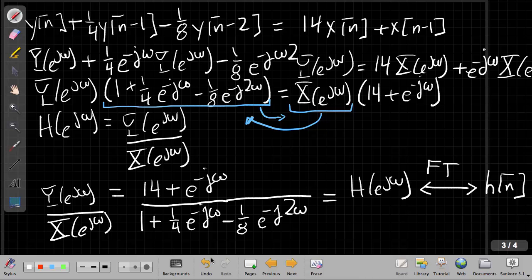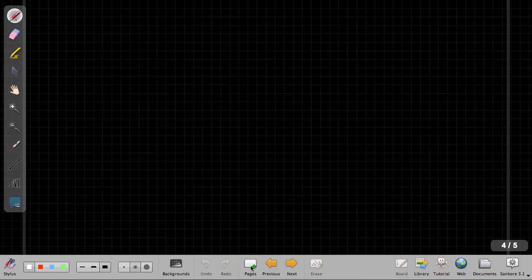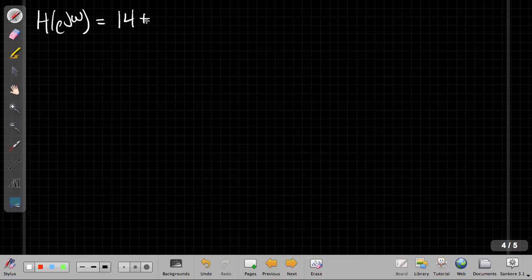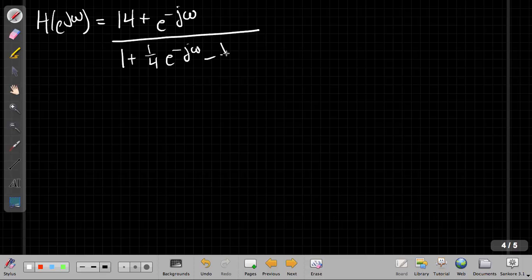Okay, so let's create a new page to go on and do that, and then I'll bring the H of e to the j omega over with us here. So on my new page, again, we're starting from what we just got to, which is our frequency response, H of e to the j omega is equal to 1/4 plus e to the minus j omega, over 1 plus 1/4 e to the minus j omega minus 1/8 e to the minus j2 omega.